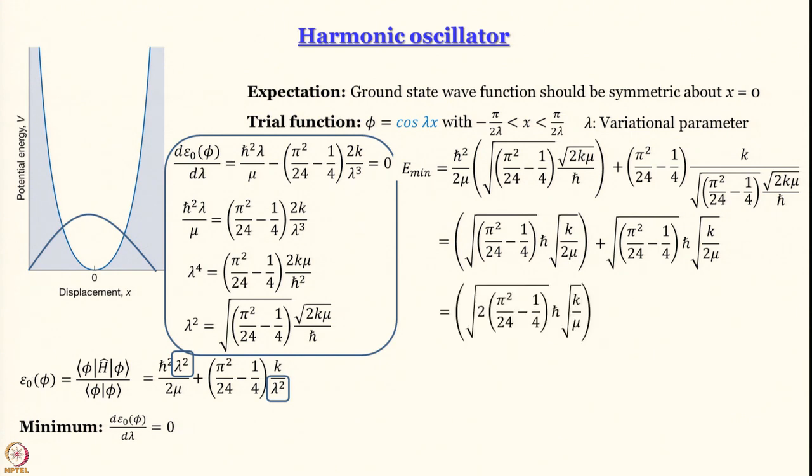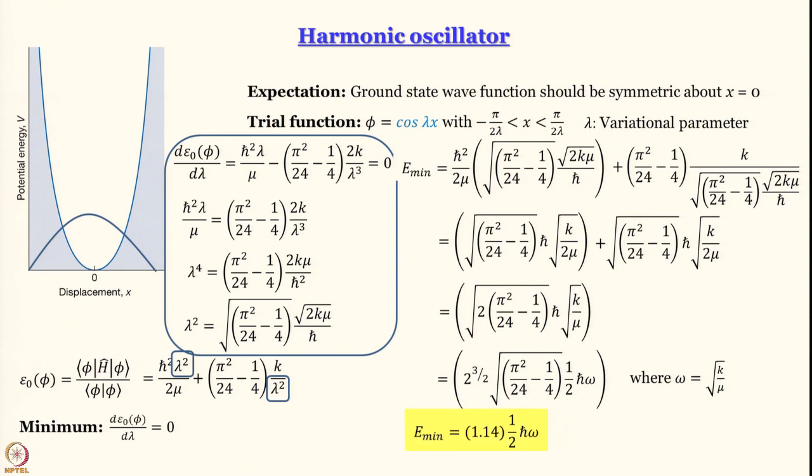So, what we can do is we write this expression, we get this, and finally it boils down to 2 to the power 3 by 2 square root of pi square by 24 minus 1 fourth multiplied by half h cross omega. Okay, half h cross omega. I am not taking you through every simplification, please do it yourself. So, half h cross omega, we remember what it is. So, E min turns out to be, if I just put in this value of pi and work this out, 1.14 multiplied by half h cross omega. Do you remember what the exact solution was? The exact solution was half h cross omega, right?